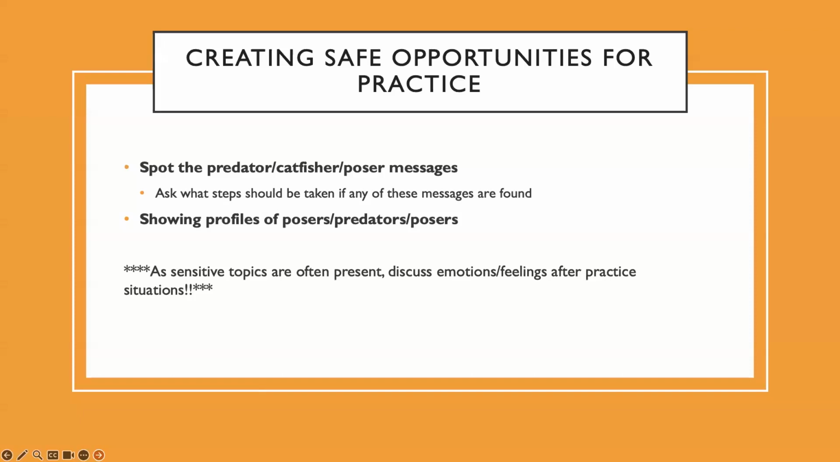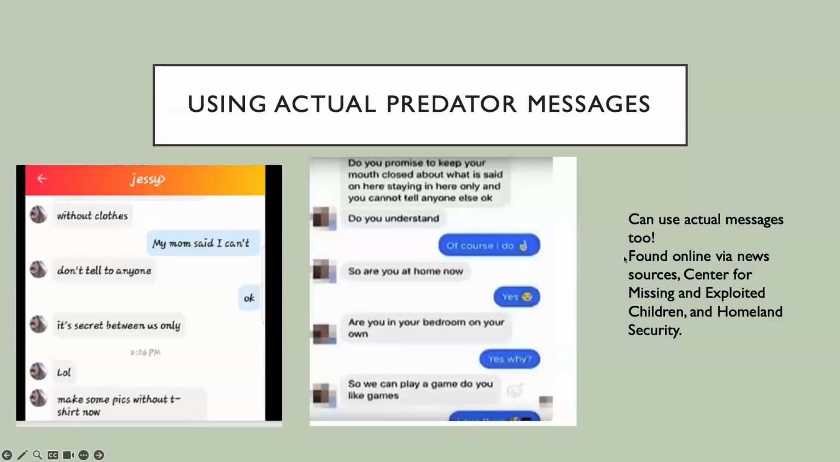All right, here's another one. So I use actual predator messages in my work. You can find them through a bunch of news sources, but the Center for Missing and Exploited Children has tons of things you can use. Homeland Security has tons of websites too that have actual picture messages that predators have sent to people. So I show these and talk about them with people to show, oh, hey, look at this Jesse person. This Jesse here says it's a secret between only us. Is that a predator? Oh yeah, they said it was secret. So he probably is, I need to stop.